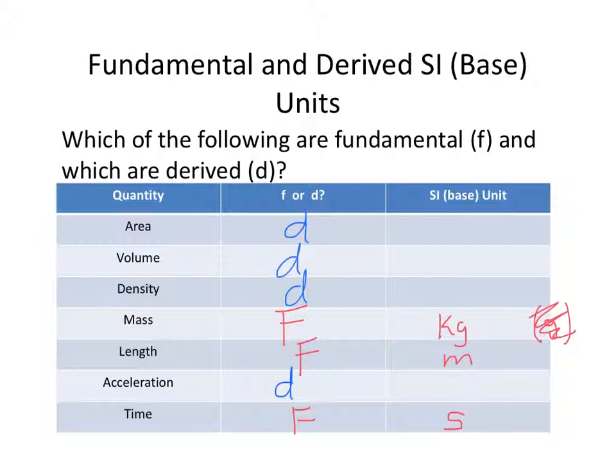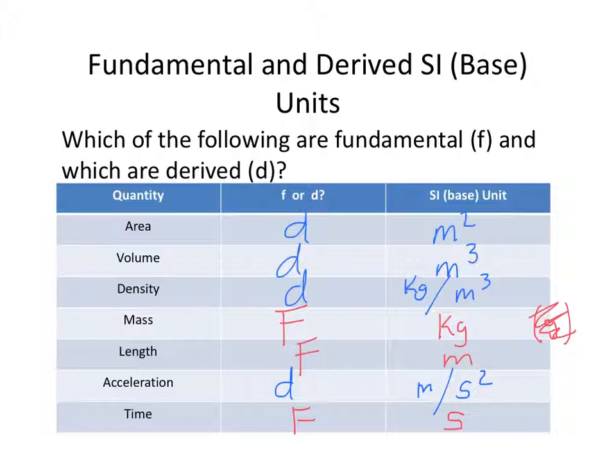Area is just length times length. So the base unit for area is meters squared. Volume is just length times length times length, which means it is meters cubed. Density is mass divided by volume. We already know that volume is in meters cubed, so density is kilograms per meter cubed. And acceleration is the unit of distance divided by time squared.